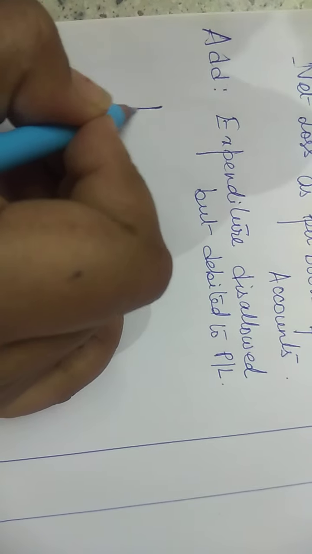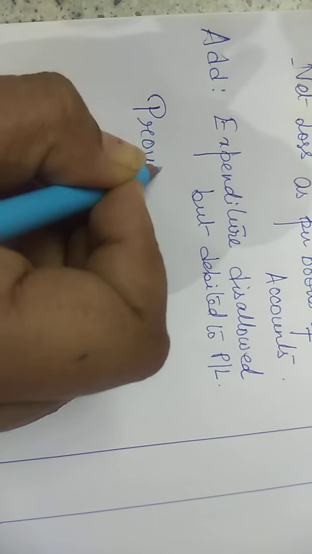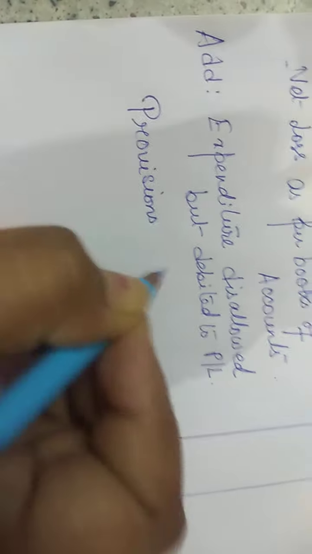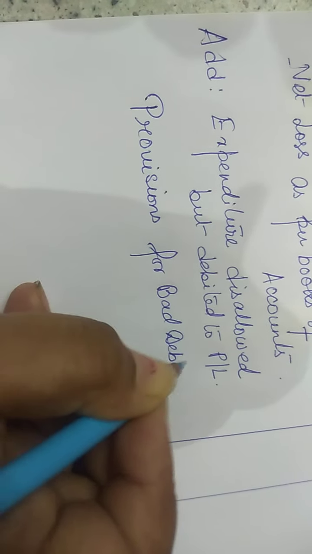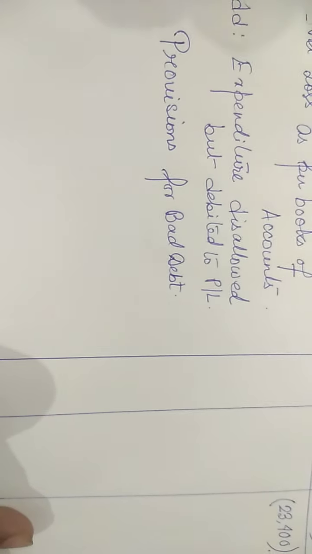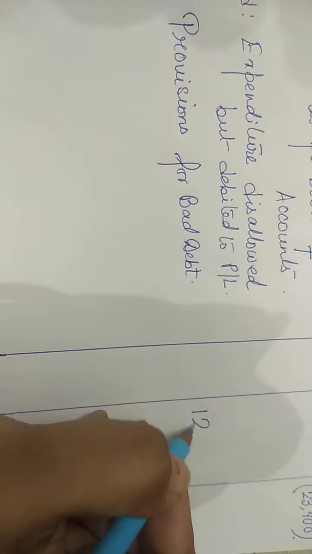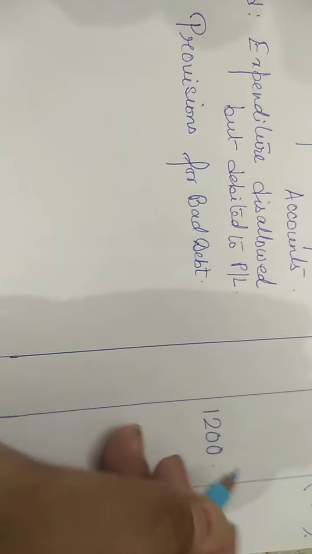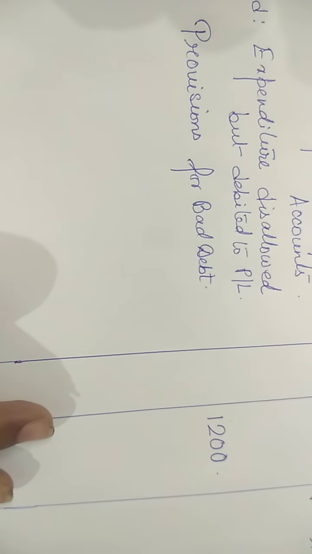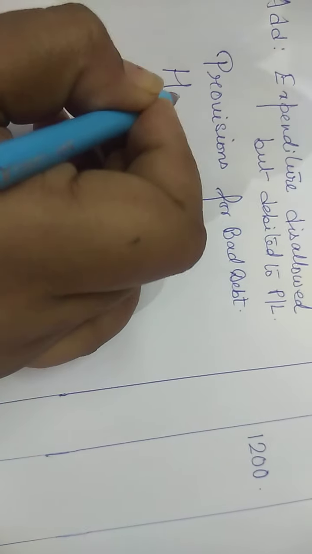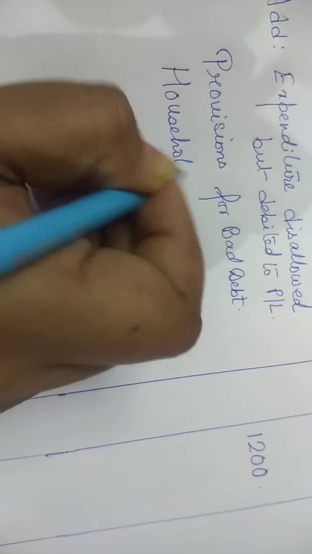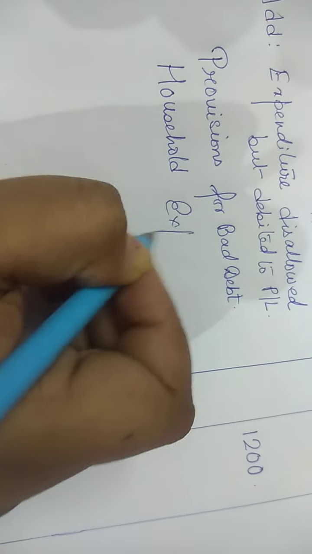Let us first start with provisions. Provisions for bad debt. As I have told, all the no probable loss will be deducted. Provisions for bad debt, how much? 1,200. Okay. Then what we have? Household expenses. Household expenses, how much? 13,000.